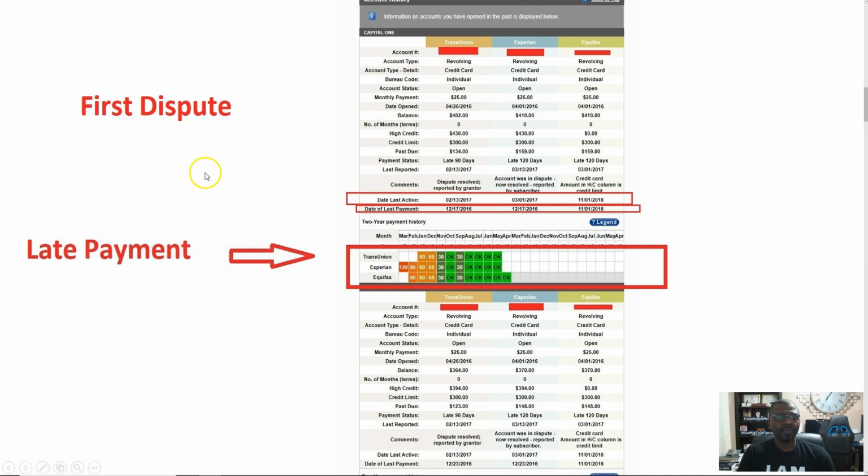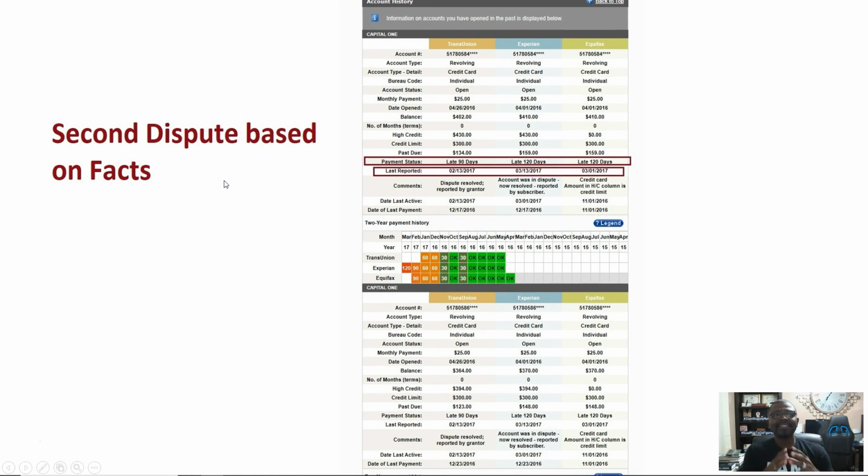Now let's take a look at another one. This will be my second dispute round based on facts. If I sent a dispute round off to the credit bureau and they came back verified, I would send a second dispute round based off of facts, and here's what I would say. Let's look at the payment status. It says late 90 days at TransUnion, Experian 120 days late, and Equifax 120 days late. Again, inconsistent across all three bureaus. That is the argument. It cannot be inconsistent like that. This data is inaccurate.